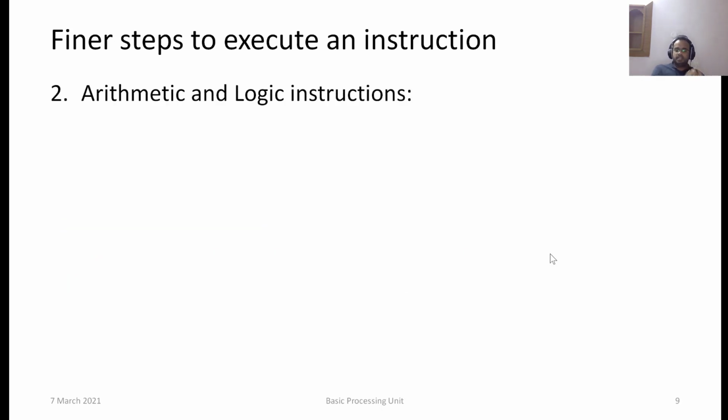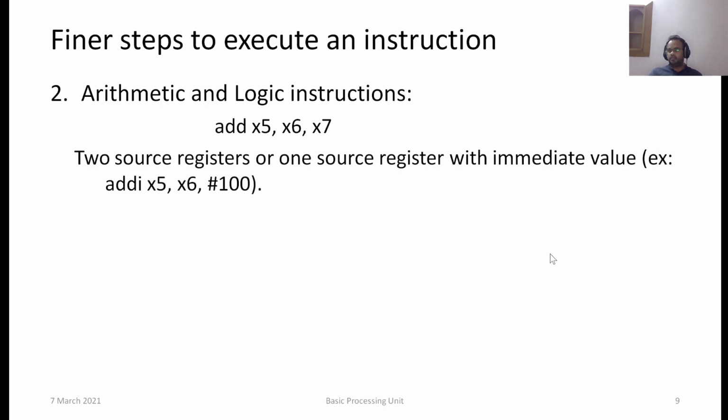Let's do the same exercise for an ALU instruction. Let's consider the simple add x5, x6 and x7 instruction. By the way, here we are considering two source registers and one destination register. Even if we take an immediate instruction like ADDI, where we have one source and one destination with an immediate value, the steps will be more or less the same.